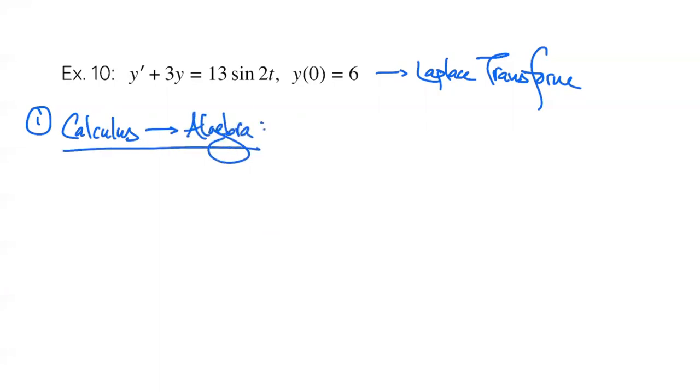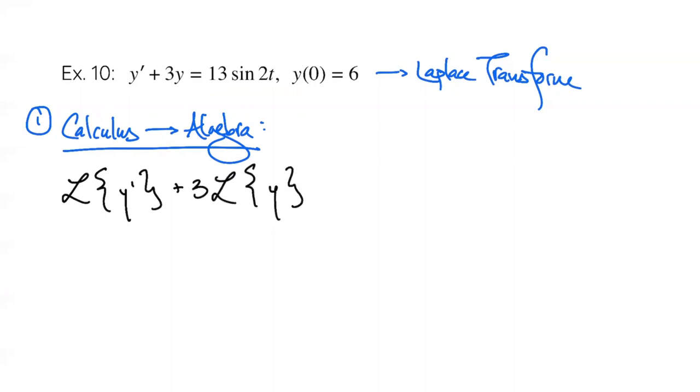And so we're going to take the Laplace of every single term. And in this case, we have 3 of them. So we're going to take the Laplace transform of y prime plus 3 times the Laplace transform of y, which is going to equal, I'm just going to go ahead and keep this 13 out as a constant, 13 times the Laplace transform of sine 2t.